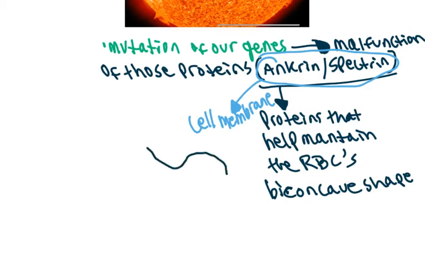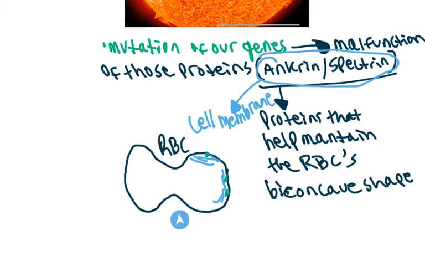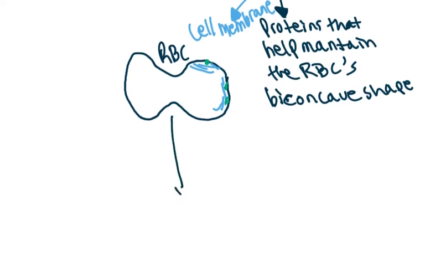So remember, it's a biconcave shape looking like that. And we have these proteins here on the cell membrane, these ankyrin and spectrin proteins, and there are other proteins too, all along here that help maintain the shape. However, a mutation in the genes that code for these proteins, which later get transcribed and translated into them, leads to the malfunction of these proteins. So now let's draw what happens when we have that mutation.